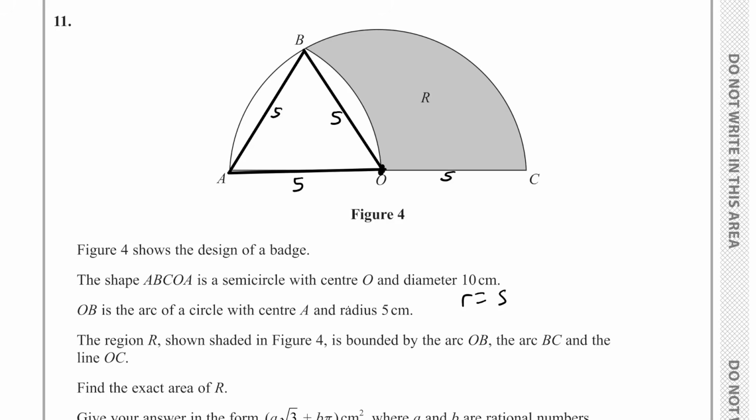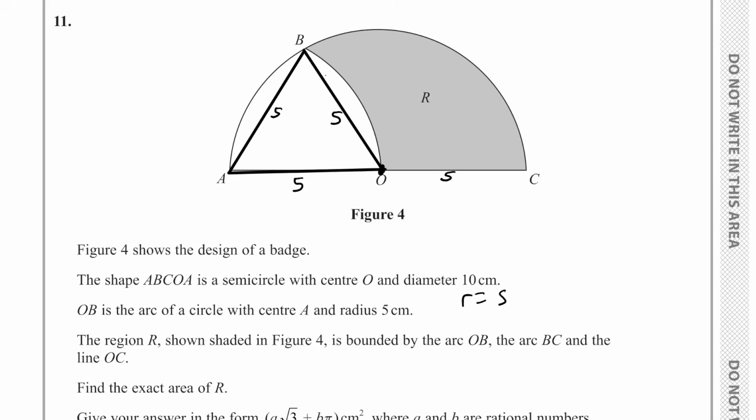And then this is also the radius. So we can find the area of the whole semicircle. And we'll find the area of a segment. So we'll do the whole sector, take away the triangle. Then we'll have 2 segments, the triangle, taken away from the whole shape.